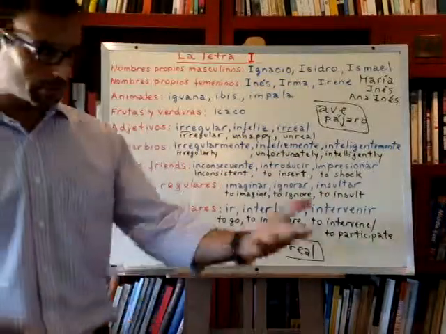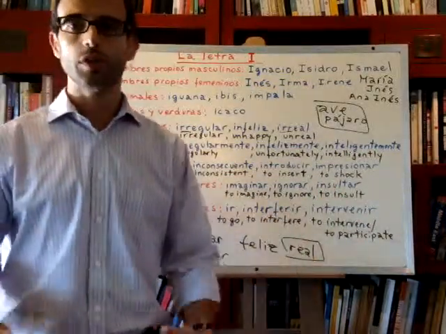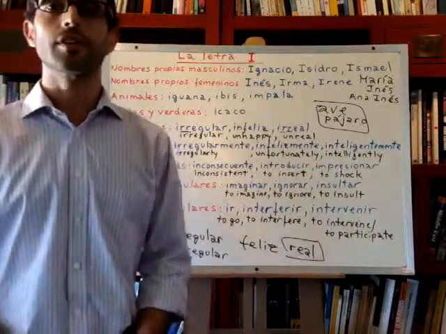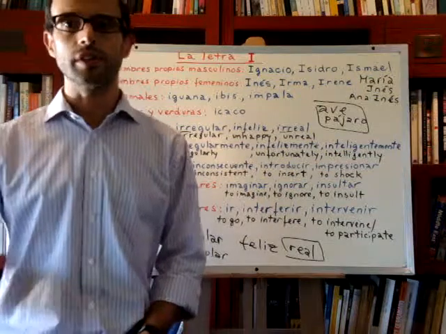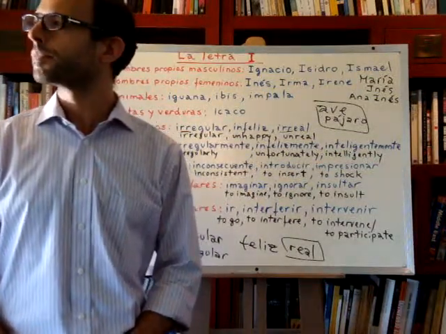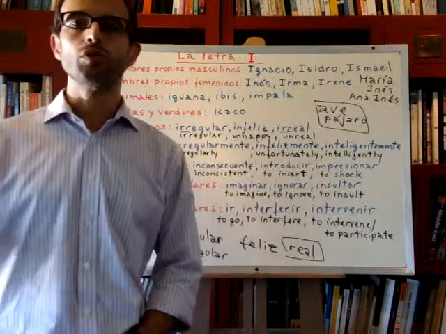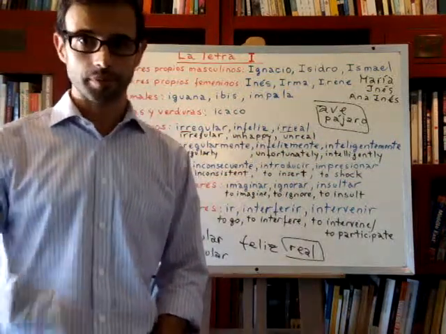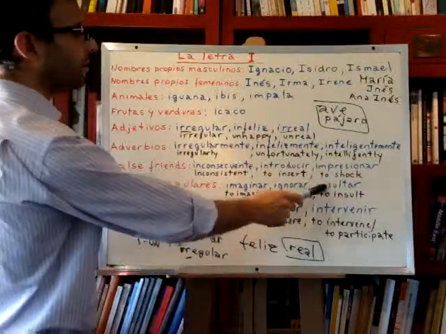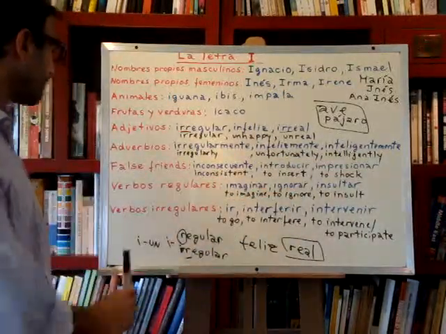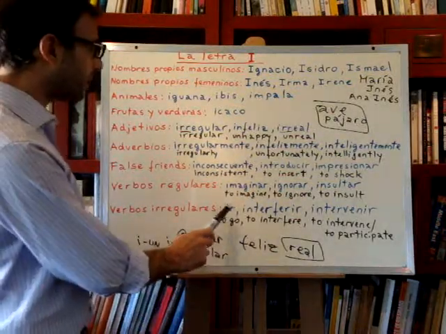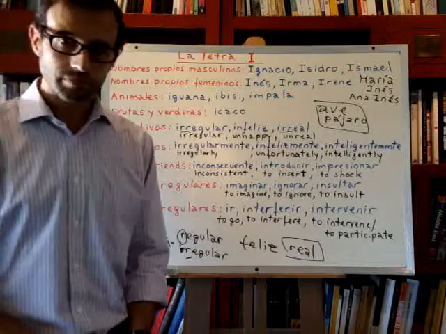We can tell somebody, no me insultes, do not insult me, right? Or I can say, esto es insultante, this is insultant, or insulting, actually. Or I can say, no lo insultes, don't insult him, right? So, imaginar, ignorar, insultar. Ahora veremos verbos irregulares. Comenzaremos con el verbo ir. Let's begin with the verb ir.